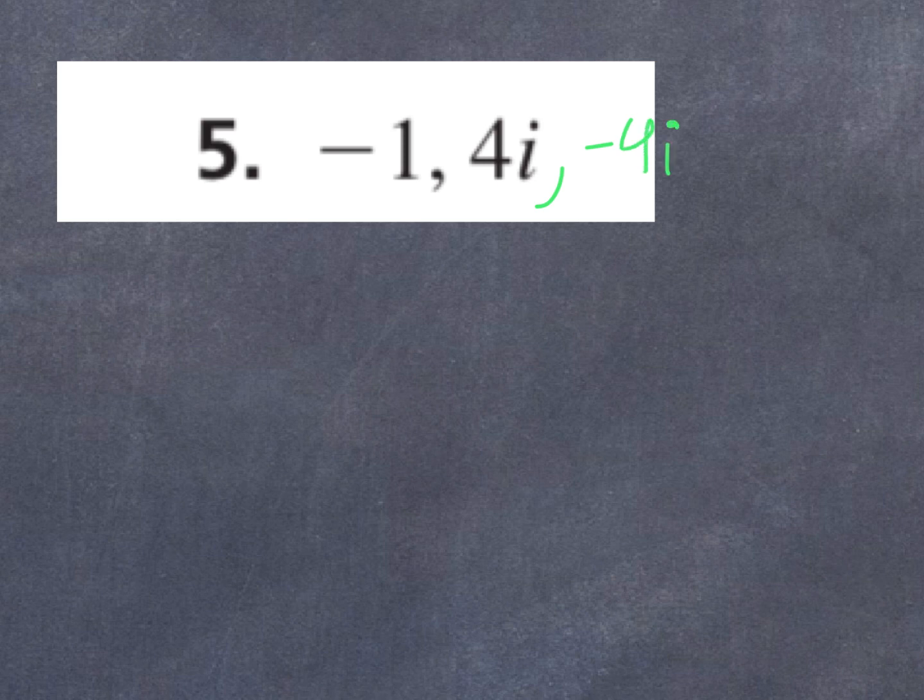So let's put them into factored form. So it's always x minus. We always just flip the signs. So what would our first one be? If we put negative 1 in factored form, what would it turn into? x plus 1. And then we have x minus 4i and x plus 4i.